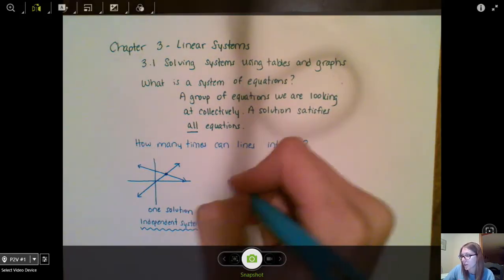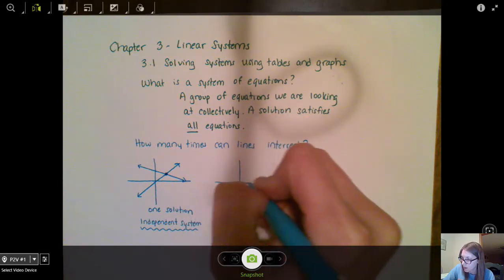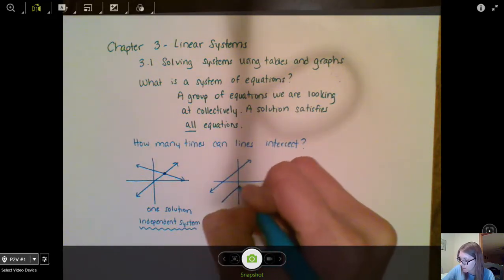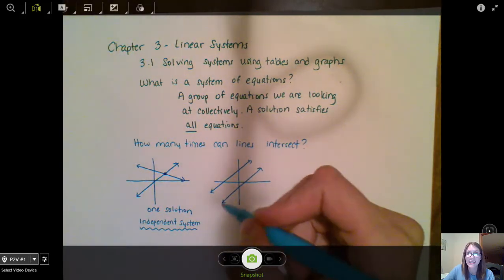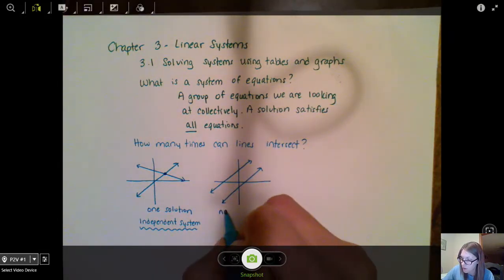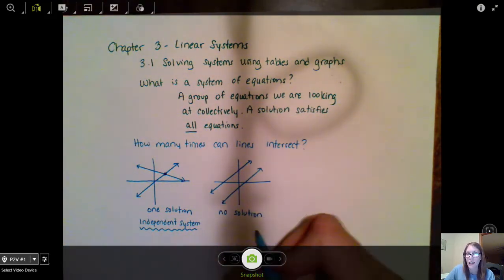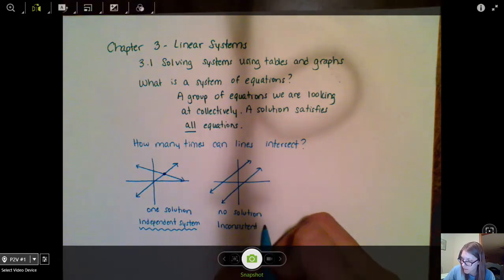Okay, so other situations for our two lines. Well, we could have parallel lines. And these two lines are never going to intersect, so there is no solution. And if there's no solution, we call this an inconsistent system.